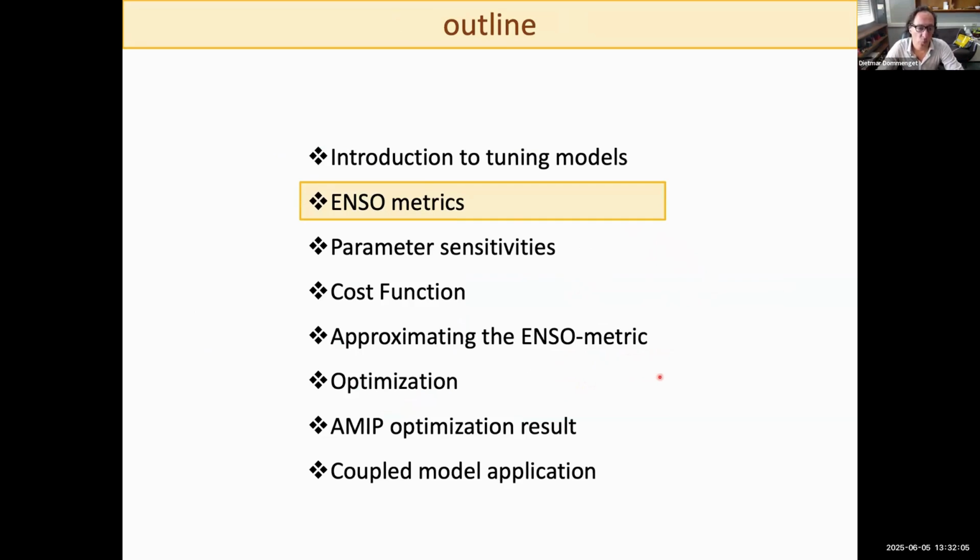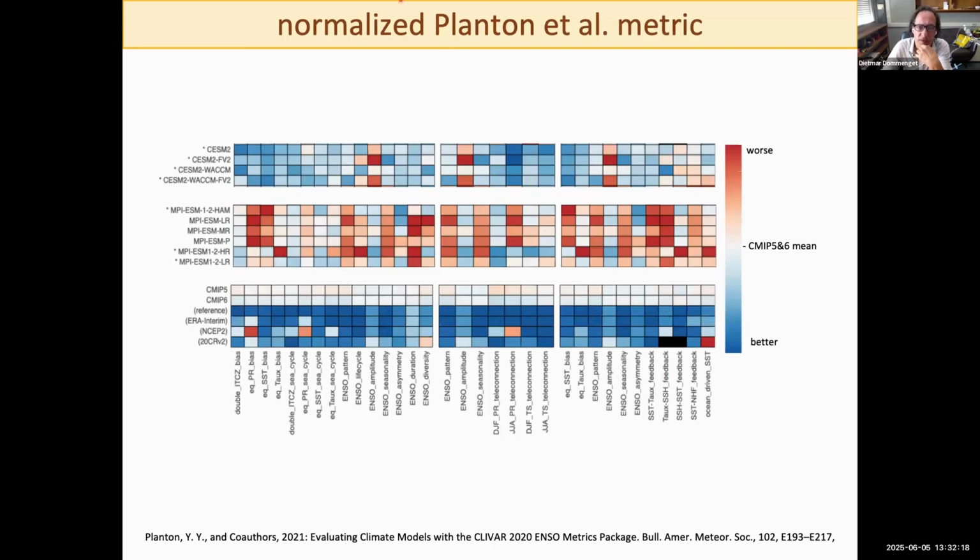Okay, so when we want to tune the model, we have to have a metric. And we are defining a fairly well-defined metric to evaluate whether we are better or worse. This metric is based on the Planton et al. metric, which is also, I think, installed at NCI. It has a scale here, red is bad and blue is good.